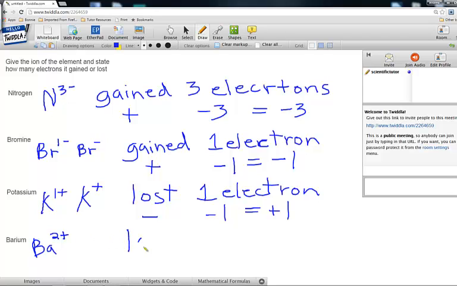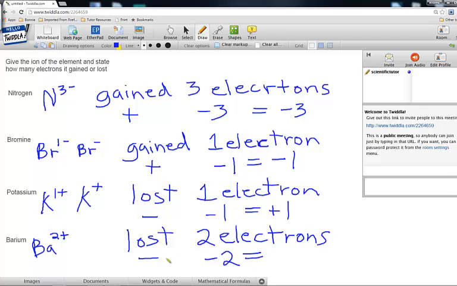Barium lost 2 electrons. Lost means negative in terms of math, and the electrons are negative, so it lost -2. Again, the negative and the negative together make a positive, so that means it became +2 charge, or the +2 ion.